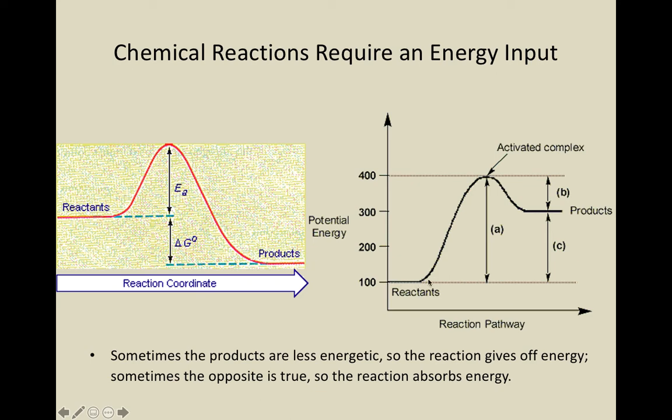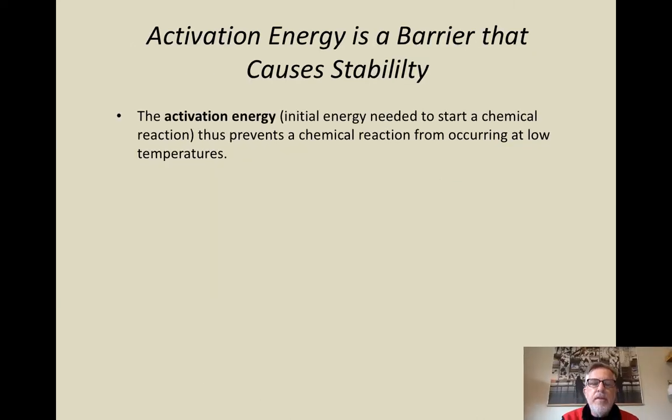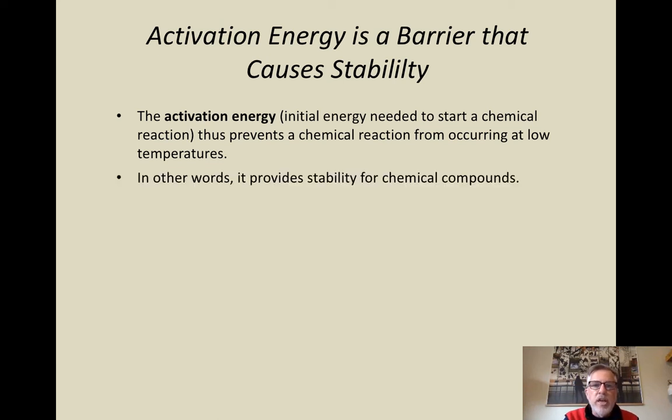Similarly, some reactants require a large amount of energy and create products that have a high amount of energy in them. So some products are less energetic, and so the reaction gives off heat here, and sometimes the opposite is true, where the reaction absorbs heat. The activation energy, that initial energy needed to start a chemical reaction, can therefore be viewed as the thing that prevents chemical reactions from occurring at low temperatures. In other words, it provides stability for chemical compounds.